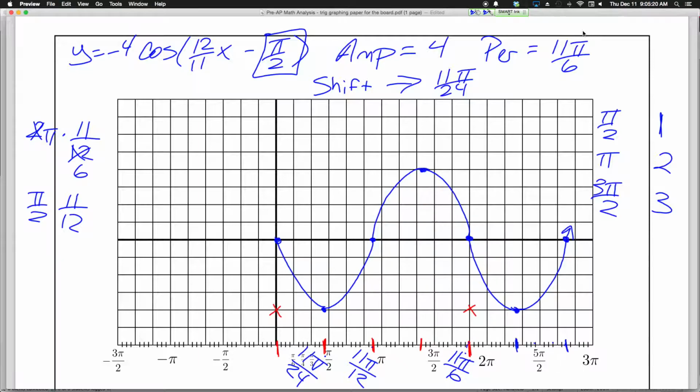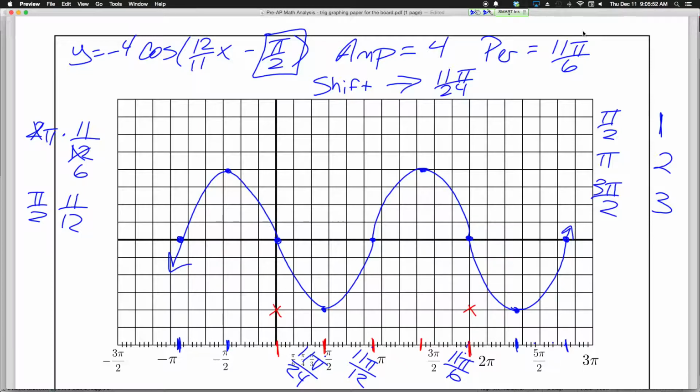How many do I have? 1, 2, 3, 4, 5, 6, 7. I need 2 more. So 2 3/4 is there, and another 2 3/4. 1, 2 3/4 puts me there. So I need a high, and I need a middle. There it is. Bless you.